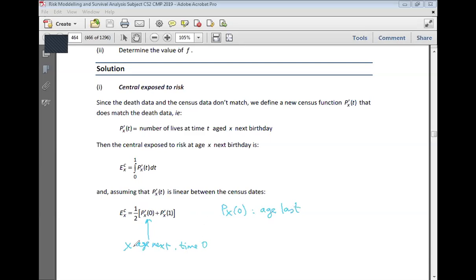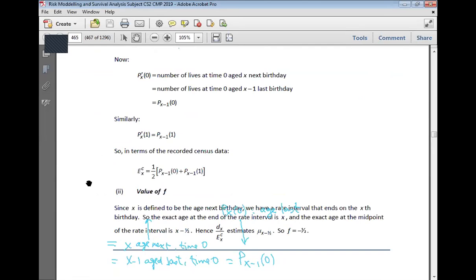So if I know that a person is aged at X using the age next definition, what will be the person's age at the same time using age last? It's going to be X minus 1, we just saw, right? So this person will be aged X minus 1 using the last definition at time 0. So these are all equivalent to each other. And this I can rewrite as P X minus 1, 0, right? Using this notation here, just the age is different now.